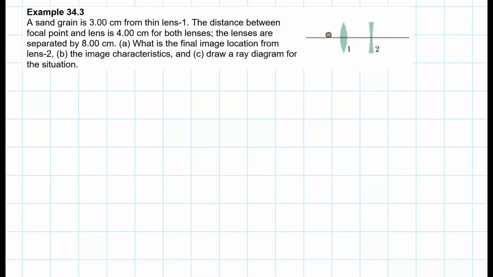Let's do our next example, 34.3. A sand grain is 3 centimeters from thin lens 1. The distance between focal point and lens is 4 centimeters for both lenses. The lenses are separated by 8 centimeters. What is the final image location from lens 2, the image characteristics, and draw a ray diagram for the situation?